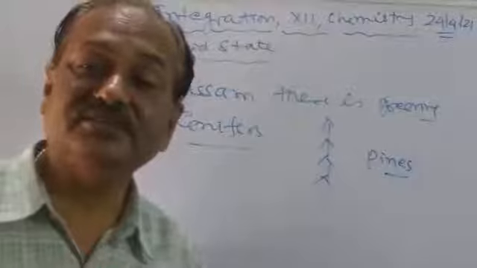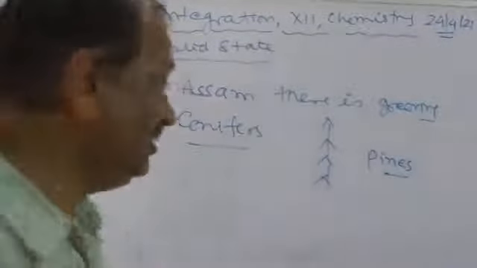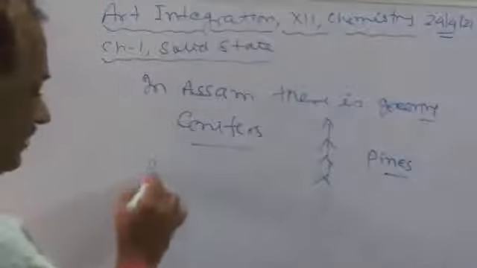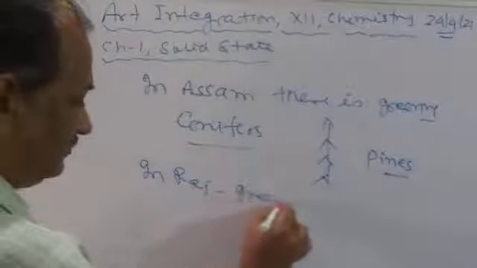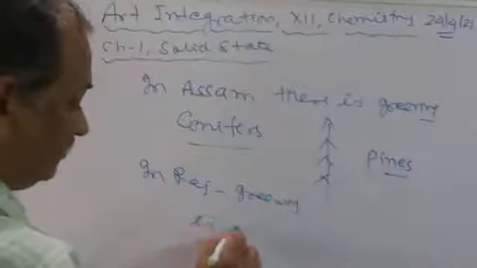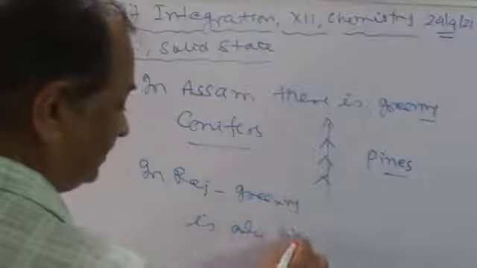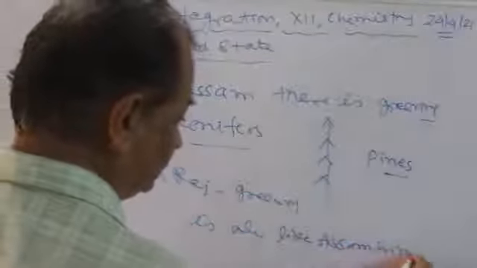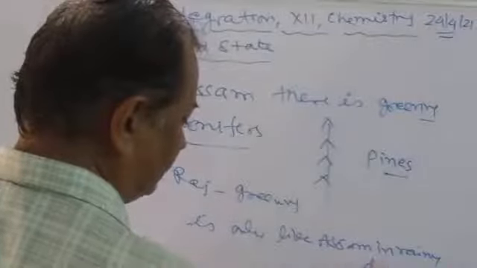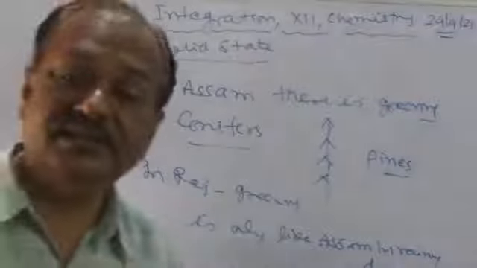But here in Rajasthan, the rains are scarce. And so here in Rajasthan, greenery is there only in the rainy days, like Assam. And so this is the integration of art.